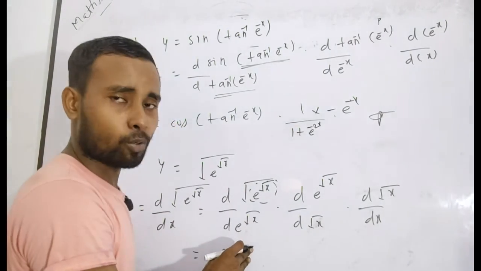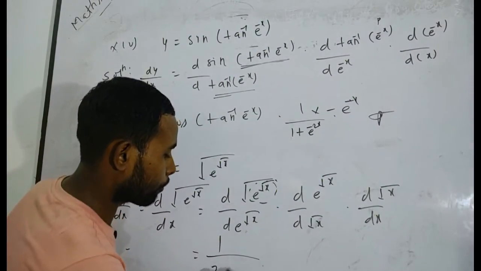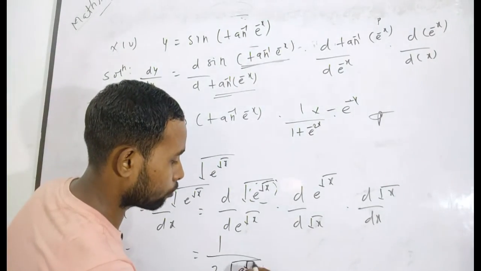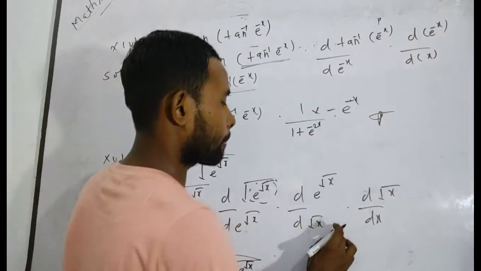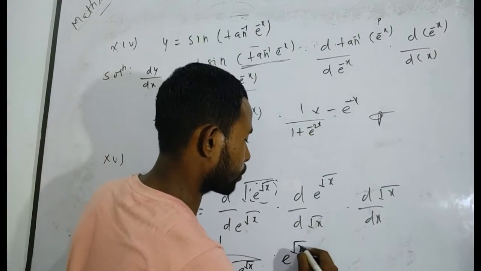Now as you know, suppose that this is p. Root under p differentiated with respect to p will definitely be 1 upon 2 root under p, that means e to the power root under x. Into the derivative of e to the power p with respect to p, which will be e to the power p, that means e to the power root x.